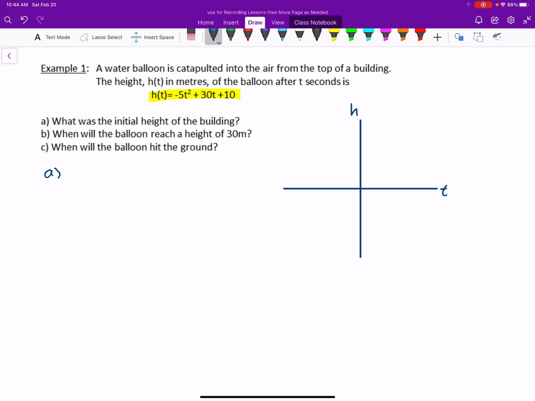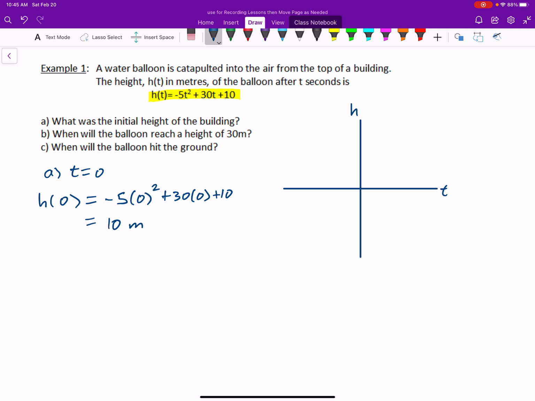As far as this function goes, obviously it starts at time 0, right? The initial height is when the time equals 0, which means that I want to find h(0). If I put 0 into this function, then it's pretty obvious that all the terms go away except for the last term, which is why my initial height is 10 meters.